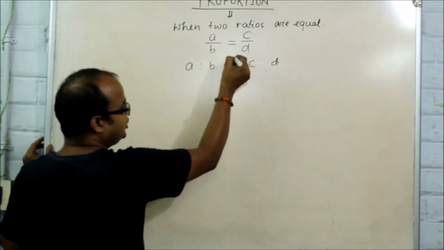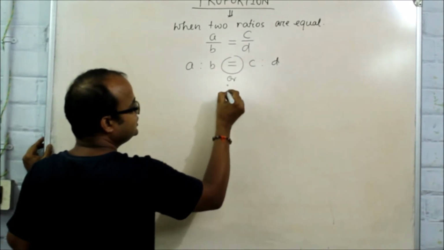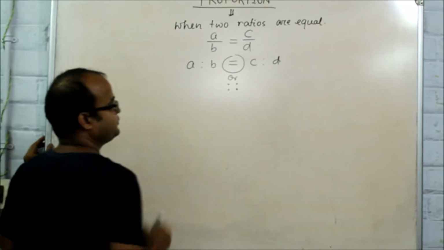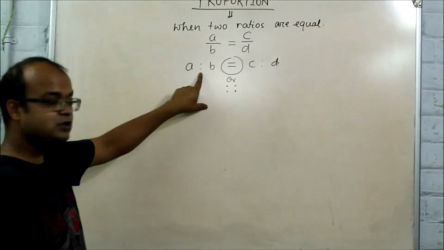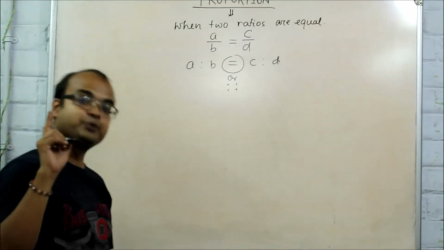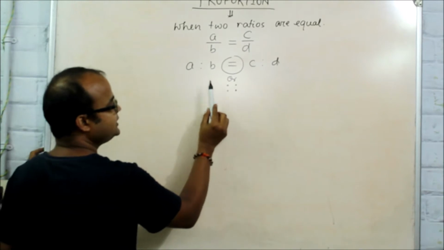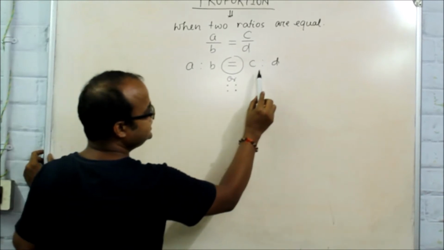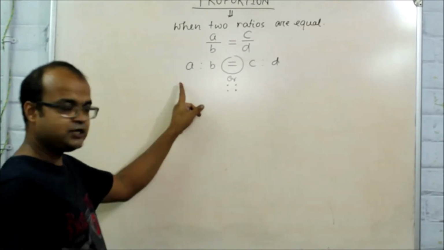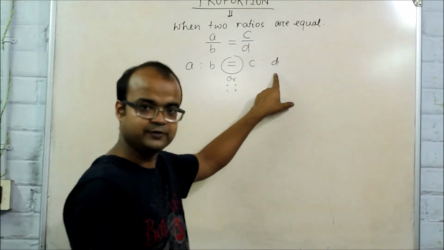In spite of using this equality sign, you can use double colon also. A single colon represents ratio and double colon represents proportion. So here we can say that A is to B is proportion to C is to D. Clear?